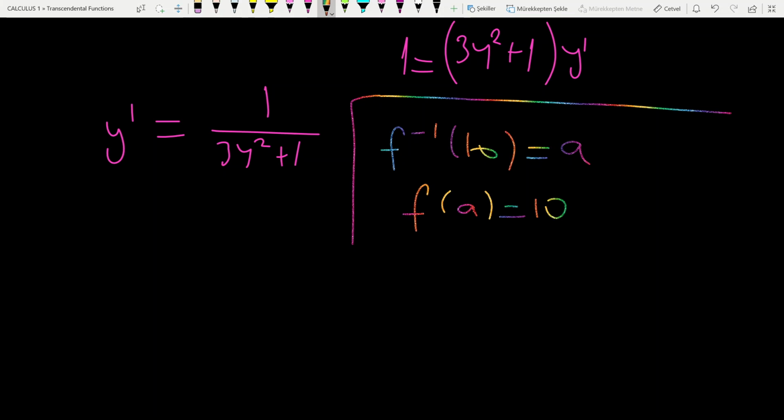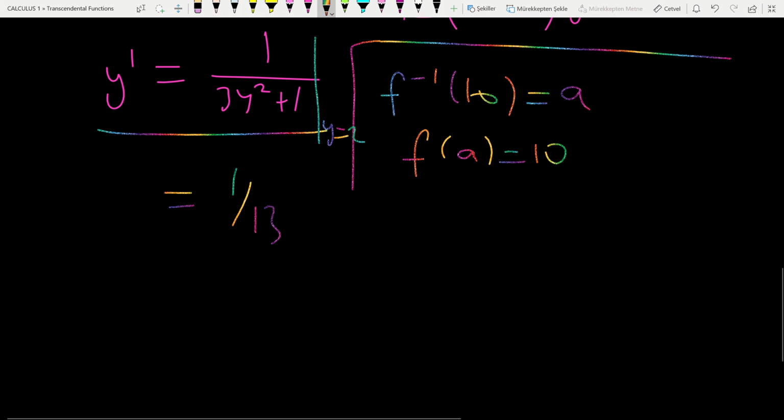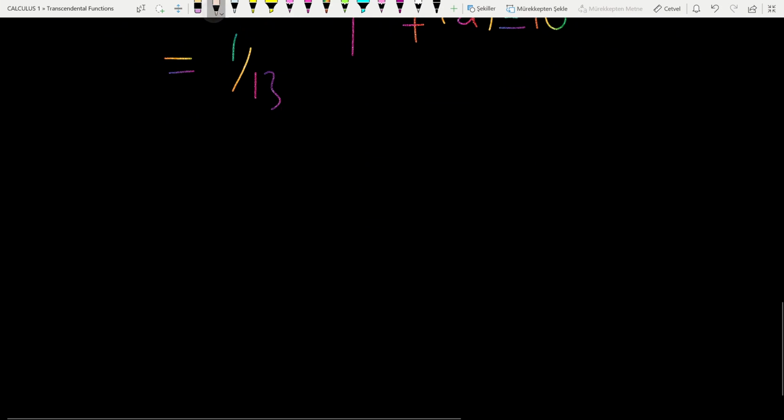So it is the derivative of y, derivative of inverse. If you look at the point 2, you see the answer. You find the answer, which is 1 over 13. Okay, I want to solve another question. I hope you understand the concept.